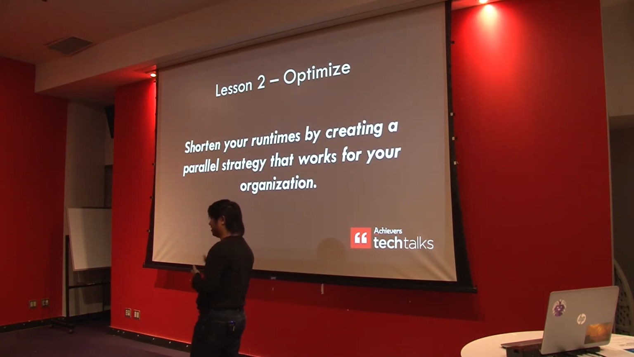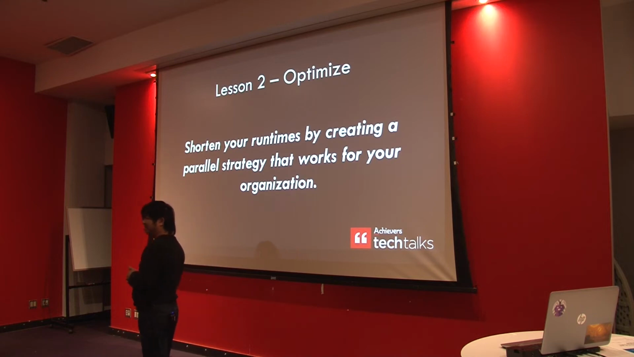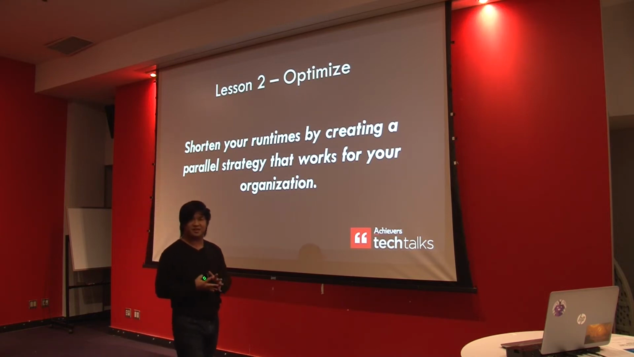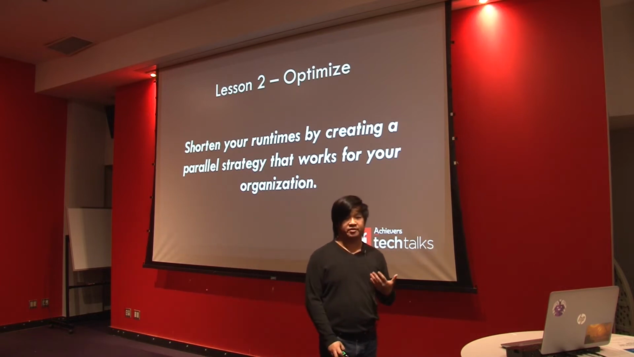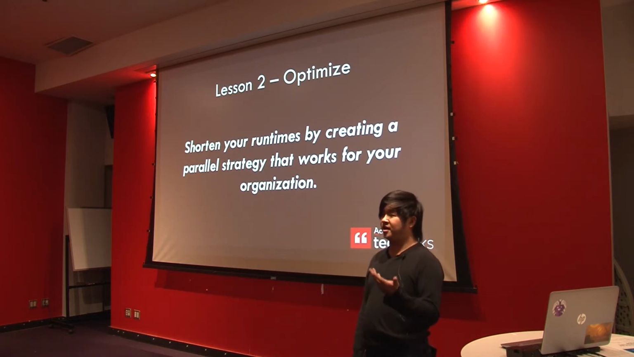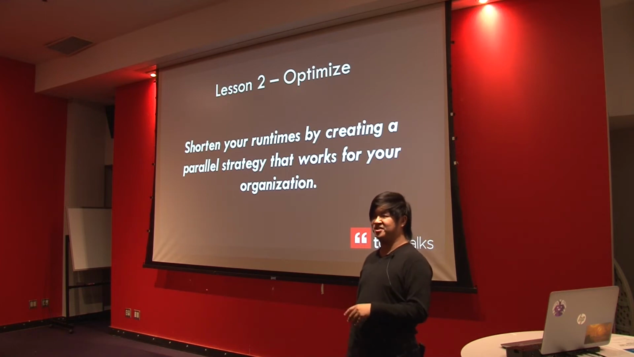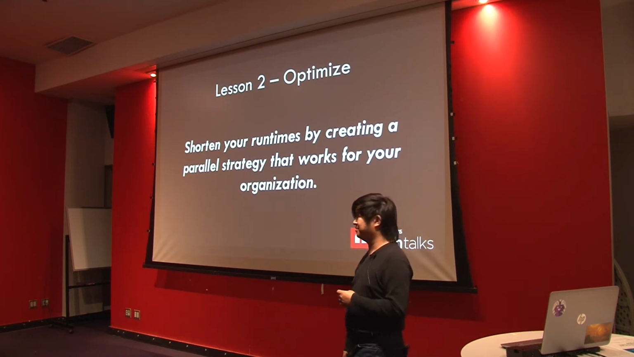So what's the lesson that we learned here? Shorten your runtimes by creating a parallel strategy that works for your organization. You definitely want to parallelize things, but once again, be very careful of the dependencies. The parallel strategy that we use here at Achievers might not work for your organization. Maybe you guys have completely independent features and you can run 10 threads all at once, which would be absolutely awesome.